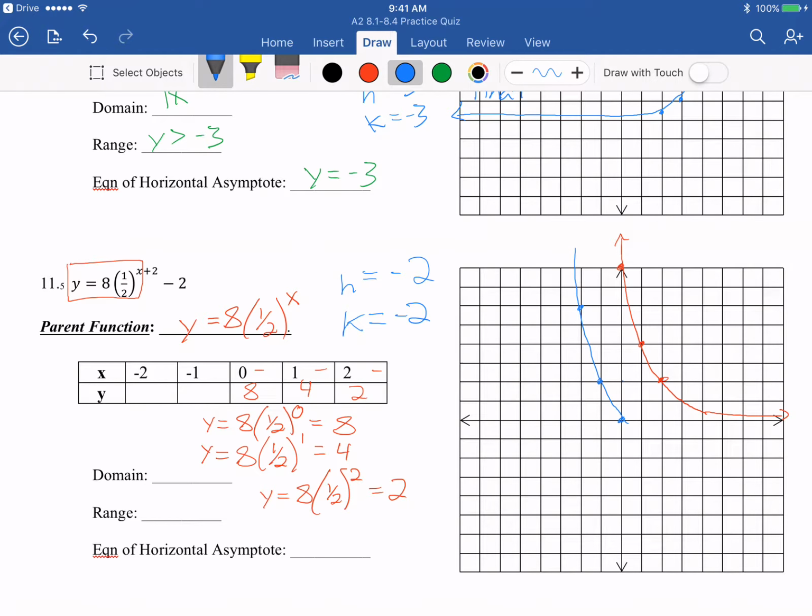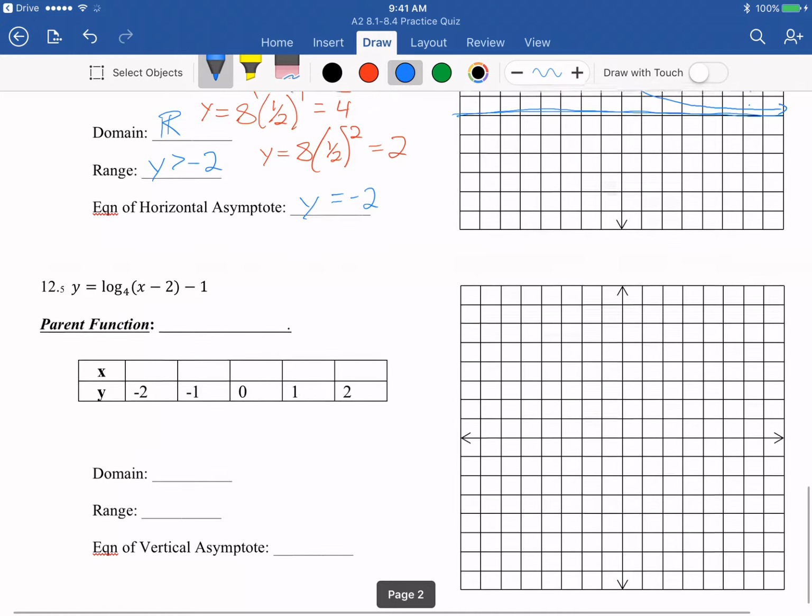So this graph is going to come all the way in from up here, and it's going to get really, really close to that line y equals -2, because everything moved down 2 spots. So that is why my domain, again, is all reals. My range is y is greater than -2. And my horizontal asymptote is y equals -2, because nothing goes past that line y equals -2.